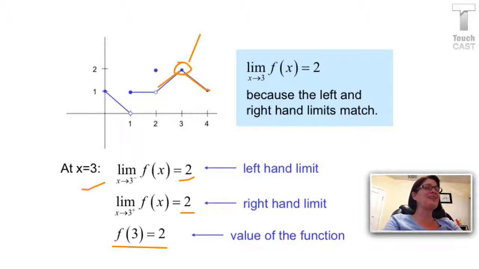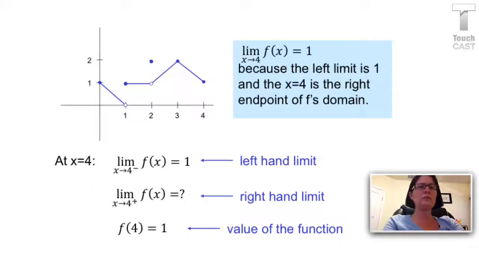The question, does the limit as x approaches 3 of f of x exist? Well, the limit from the left was 2. The limit from the right was 2. Since the limits match and they both equal 2, the limit as x approaches 3 of f of x equals 2. And here we go at x equals 4.